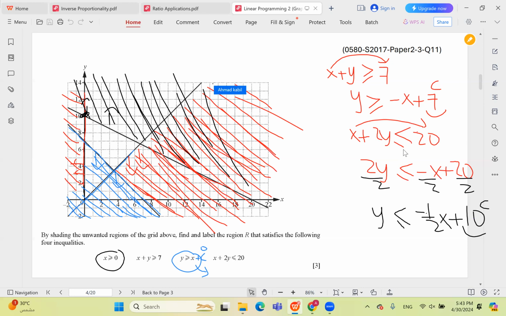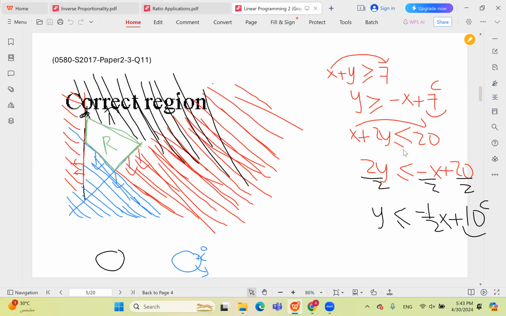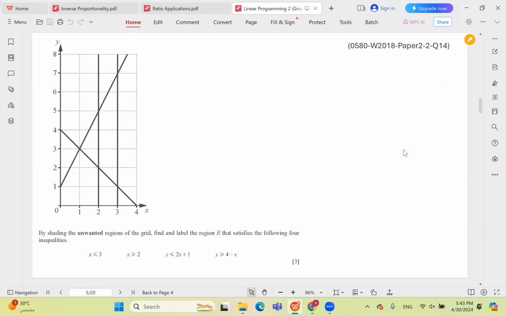So it seems that the only region that has not been shaded so far is the region that I'm currently coloring. So this region here. This is our region R. So the marking scheme doesn't specify the correct region, but it seems that we did all right.